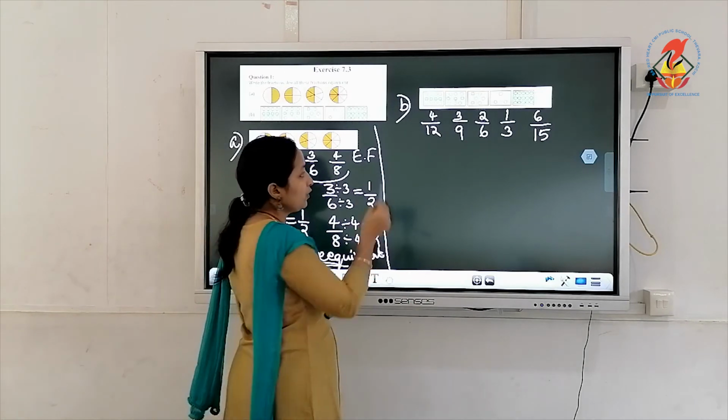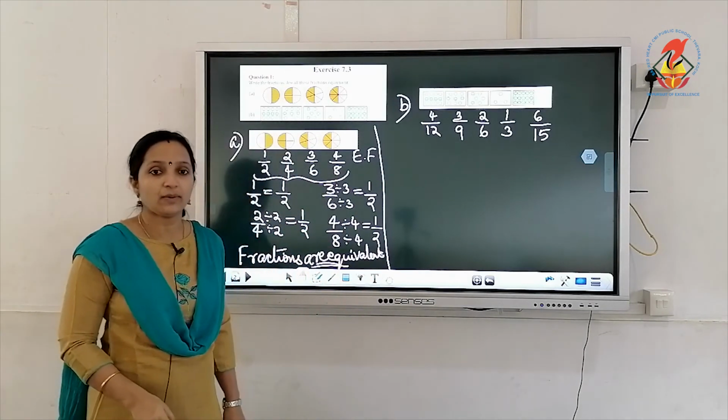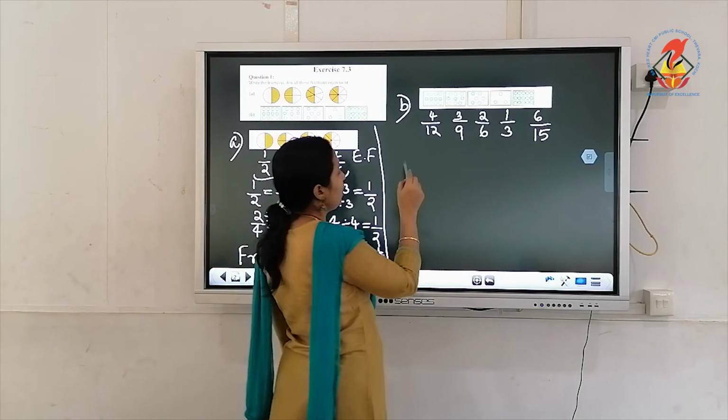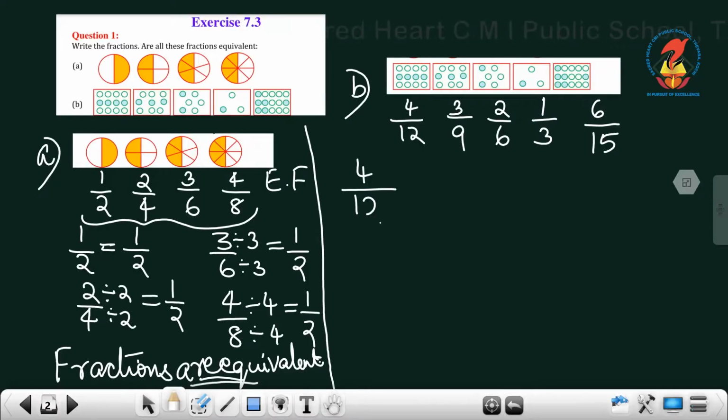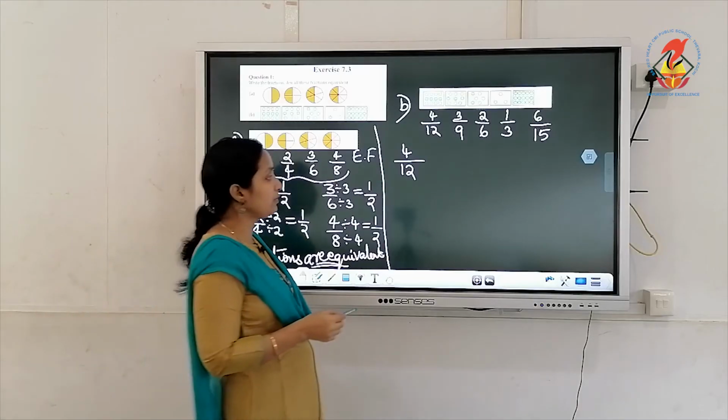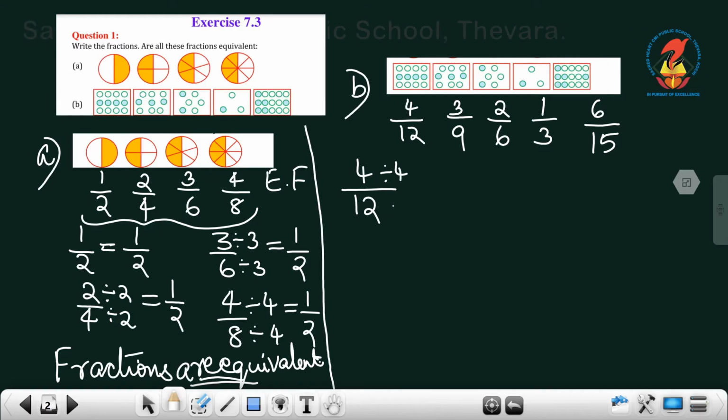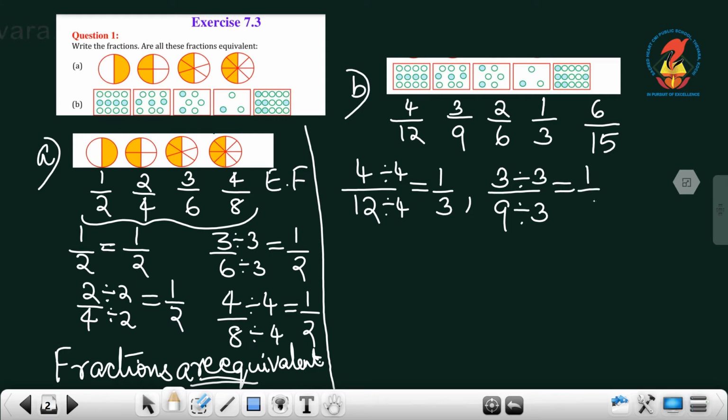Now for checking whether the fractions are equivalent, do one thing. First you find the lowest term of each fraction. 4 by 12. What is the highest common factor between 4 and 12? It's 4 itself. So divide by 4. What will you get? 1 by 3. In the same way you find the next fraction. 3 by 9. The highest common factor between 3 and 9 is 3. So what is the answer? 1 by 3. Now take the next one, 2 by 6. What will you get?